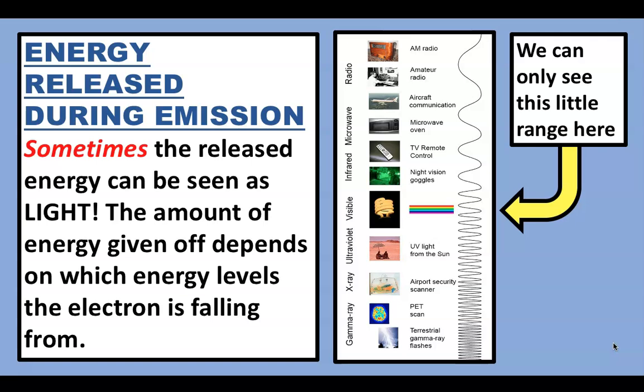But right kind of in the middle is our visible light, also known as Roy G. Biv. Hopefully you all have met Roy G. Biv. Comes around usually when it's raining outside and the sun is still out. You look up in the sky and you can see Roy G. Biv. Awesome guy. But ultimately, the amount of energy given off in the emission depends on which energy levels the electron is falling from. So there's multiple falls that can possibly occur in any given atom.